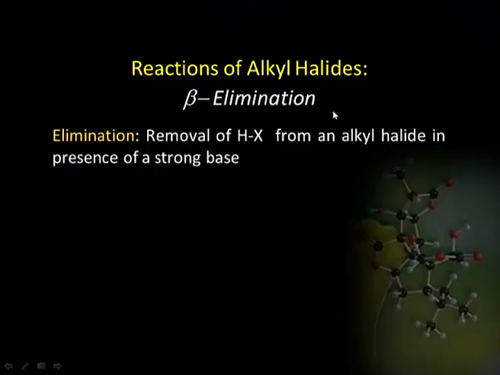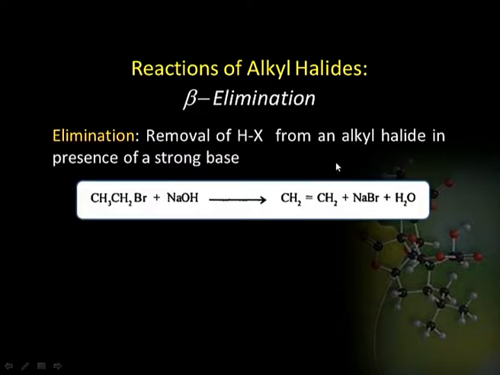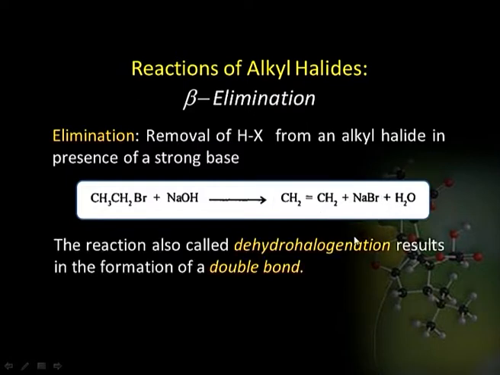We start with another reaction depicted by alkyl halides, which is called elimination in general and beta elimination in specific. So, what are eliminations? Elimination is the removal of a hydrogen halide from an alkyl halide in presence of a strong base. If we look into this reaction, ethyl bromide reacts with sodium hydroxide, giving an alkene, ethylene. Sodium bromide and water are eliminated during the reaction.